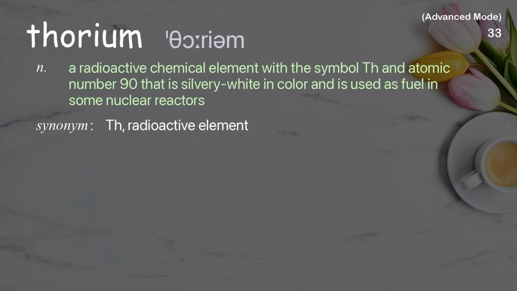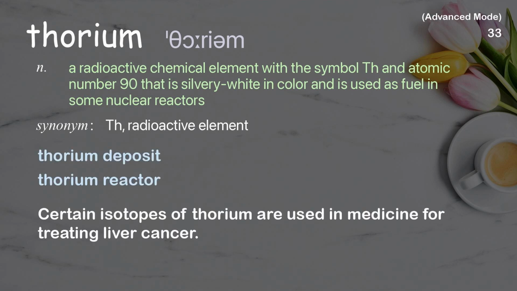Thorium. A radioactive chemical element with the symbol Th and atomic number 90 that is silvery white in color and is used as fuel in some nuclear reactors. Examples: Thorium deposit. Thorium reactor. Certain isotopes of thorium are used in medicine for treating liver cancer.